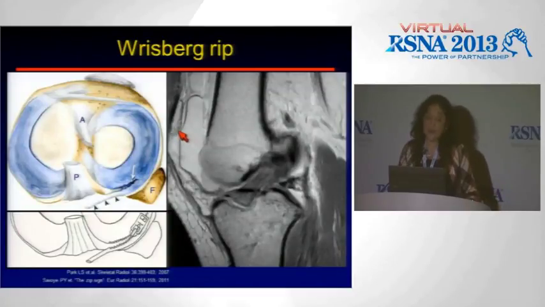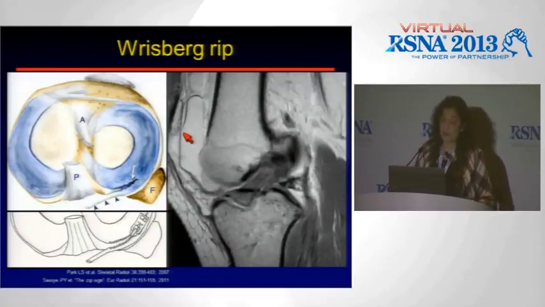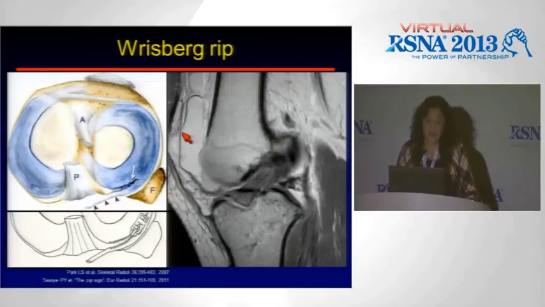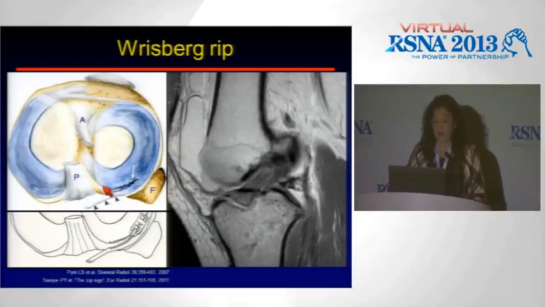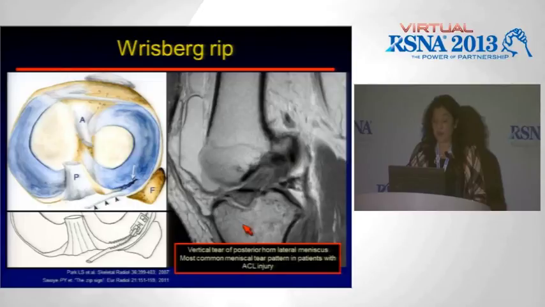Now, how does this happen? This is sometimes referred to as a Risberg rip. And what happens here is that you have a fracture or you have a tear of the anterior cruciate ligament, and you have translation taking place between the tibia and the femur. And this translation results in this vertical tear that propagates just anterior to the meniscofemoral ligament, like a zipper, as we see in this beautiful diagram taken from the literature.